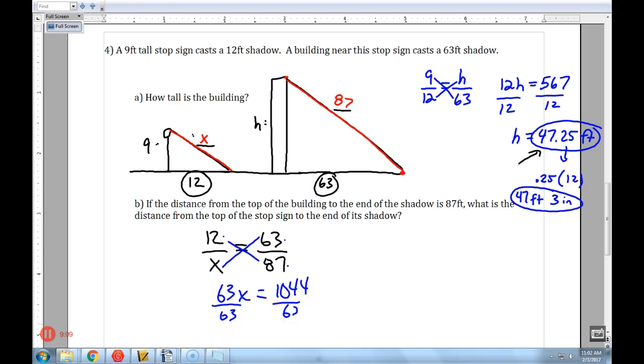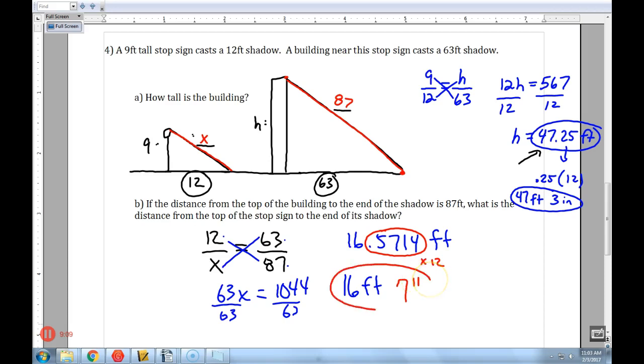And boom. I get about 16.571 blah blah blah. So this is feet. So I know this is 16 feet, and then again, if I want to change it into inches, I take this portion of it and I multiply by 12. So I'm going to do 0.5714 blah blah times 12, and it comes out to be about 16 feet and almost 7 inches. If I was going to round it, it would be 7 inches. It was actually 6.8 inches.